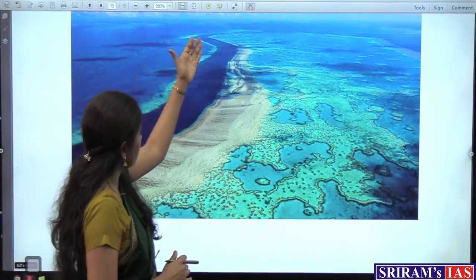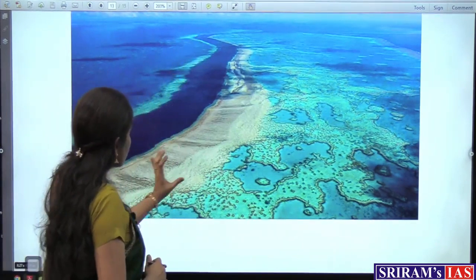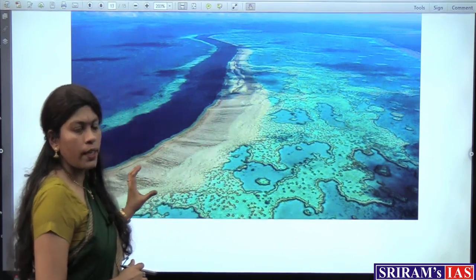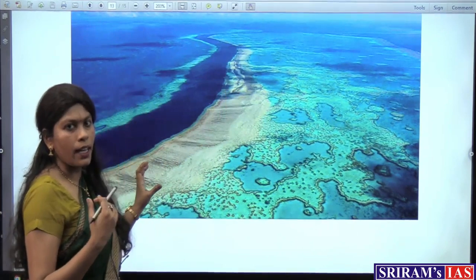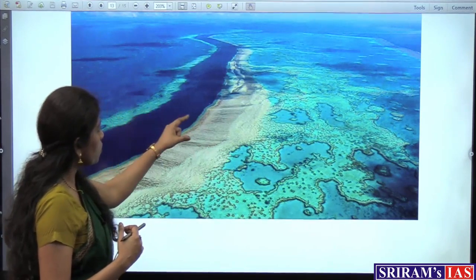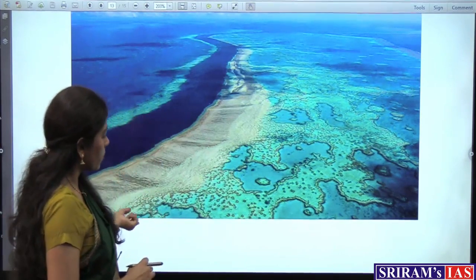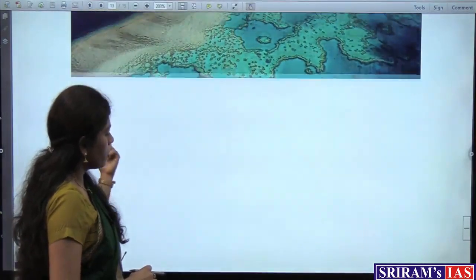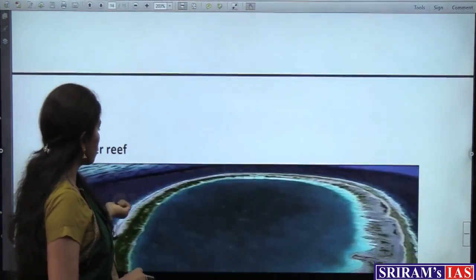This is the coastline, and this is the reef which is parallel to the coastline of the mainland as well as the island, but it is separated by a deeper water body called lagoons. Okay, it is separated by a water body. So this is barrier reef, and this is atoll. You can see this small one.